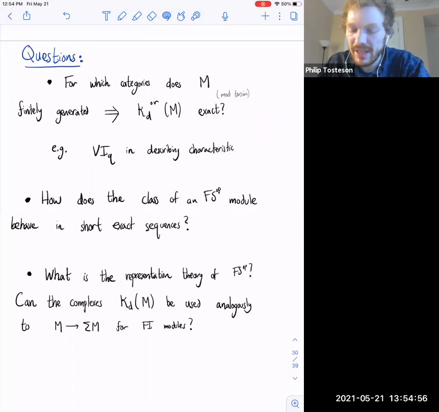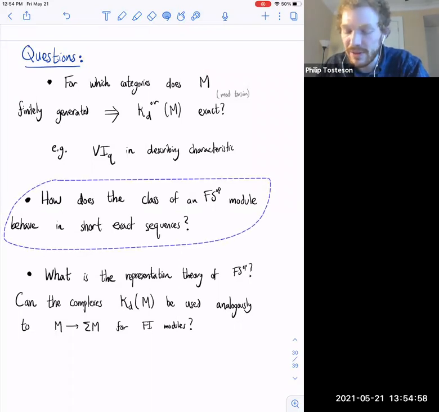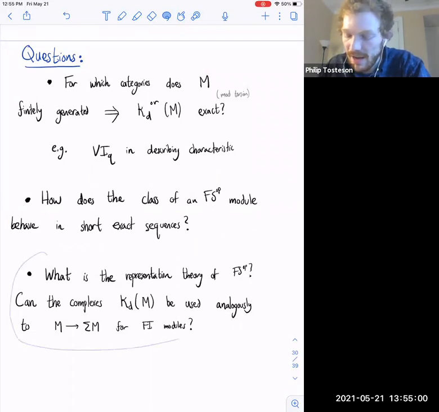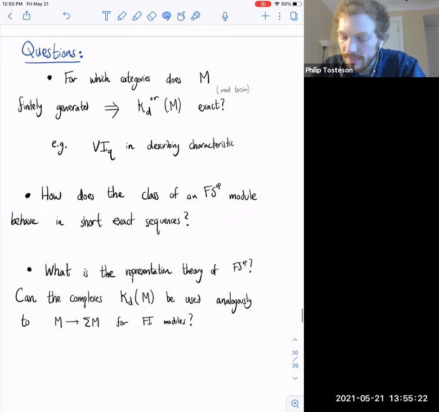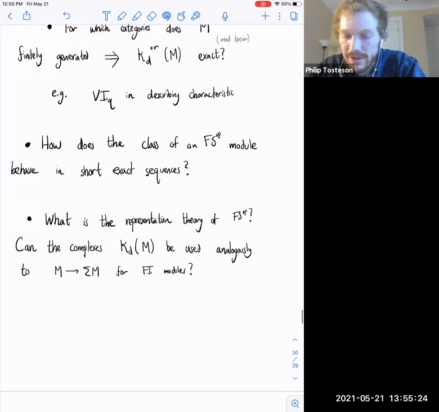But in applications, it'd be good to have a version of the theories that we have for FI modules. And the third big question is: what is the representation theory of FS^op? I can tell you all these things about the characters of FS^op modules, but I can't tell you so much about what actually is the representation theory of FS^op. And the question is, can the complex K_D M be used analogously to M to sigma M for FI modules? Okay, so those are my questions.